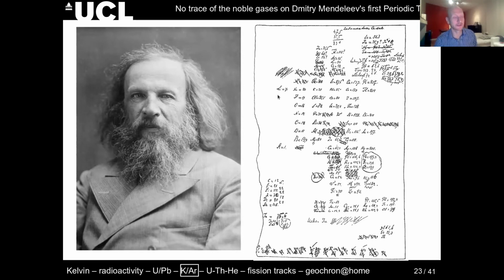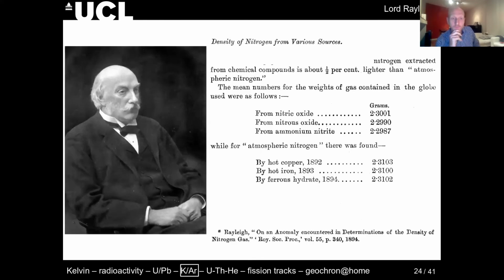In fact, all the noble gases, helium, neon, krypton, and xenon, are also absent from this table, because these elements were all unknown to 19th century chemists because they are inert. They are very difficult to detect. The discovery of argon was triggered by some measurements made by Lord Rayleigh, who was setting out to measure the density of nitrogen, which is 80% of the air that we breathe.